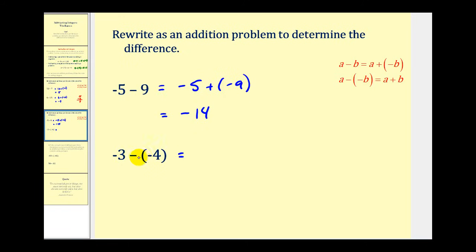Here we have negative 3 minus negative 4. That's the same as negative 3 plus positive 4. Instead of subtracting a negative, we're going to add a positive. And then here we have negative 3 plus 4. That'll give us a positive 1. Remember, we have different signs here, so we take their absolute values and subtract. 4 minus 3 equals 1. And since now the larger number is the 4 that's positive, our sum is positive. Let's take a look at two more that are a little more challenging.